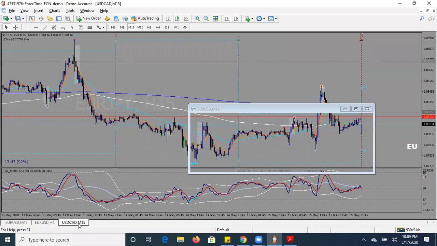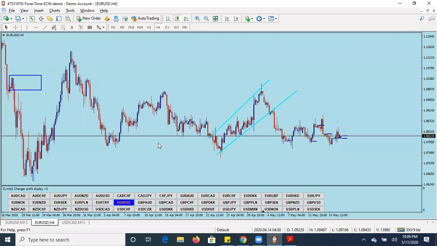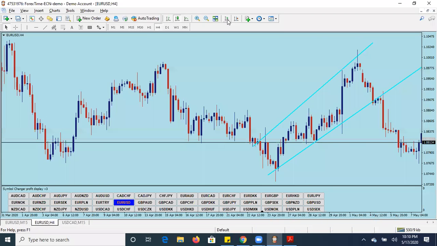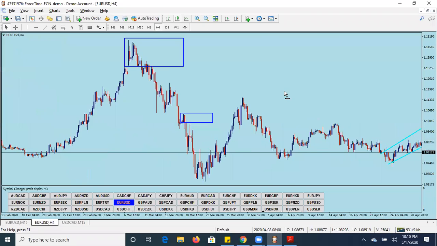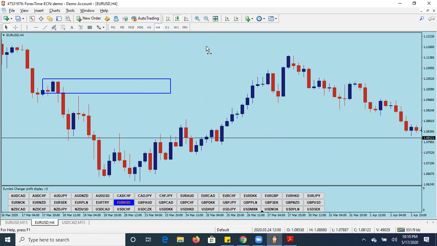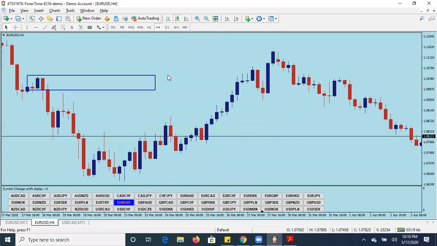Let's see if we can find an example somewhere here. So we're on the 4 hours, and this is EURUSD. Let's come to this example here, or even let's take this one. This one looks more clumsy. I might just explain several things together.